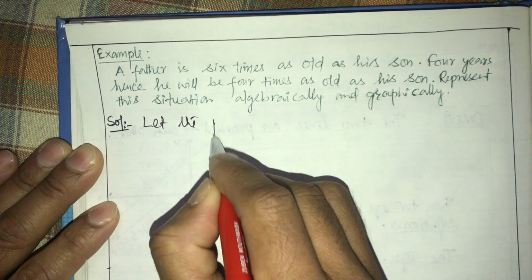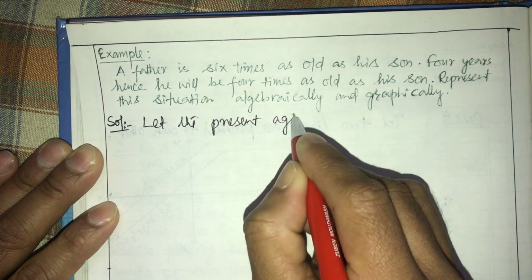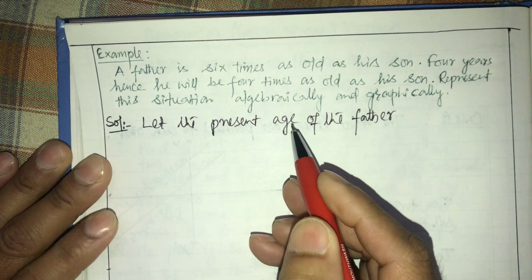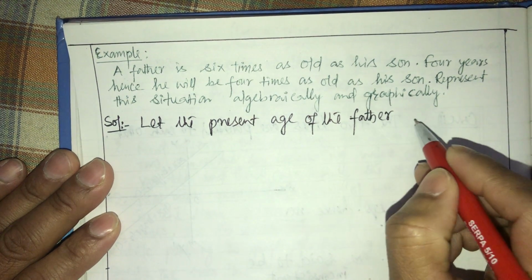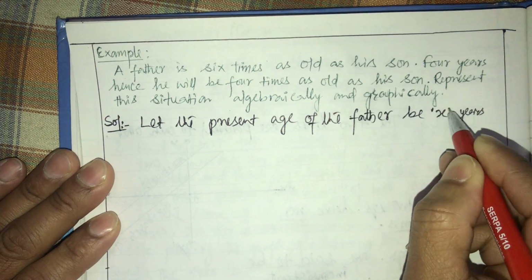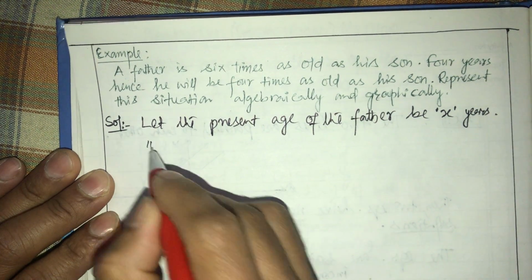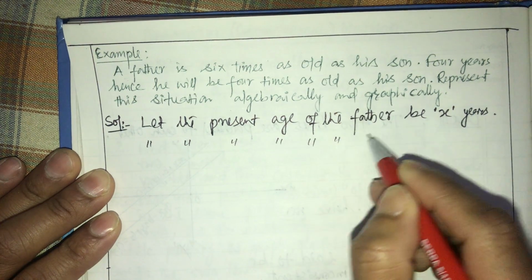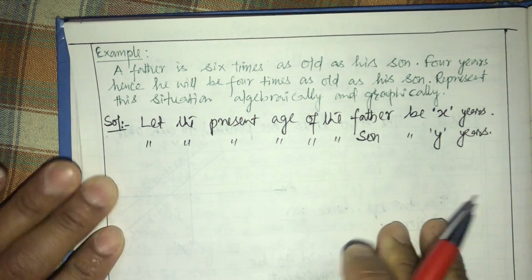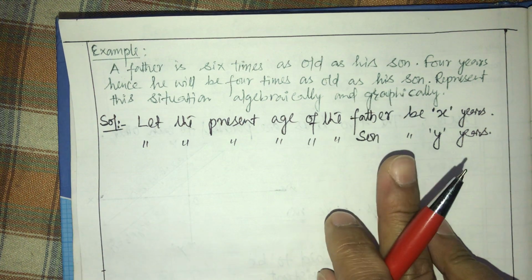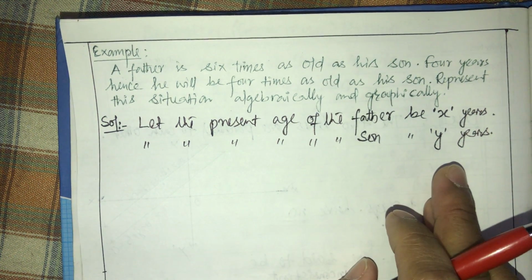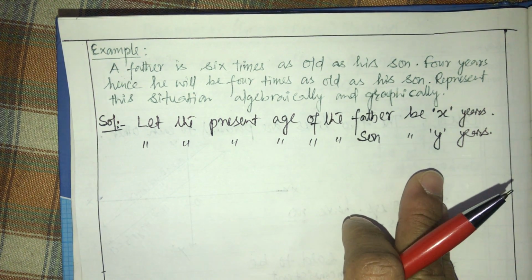So let's start in this way. Let the present age of the father be x years. First we will write the present age of both. Okay, so this is the assumed present age. Let the present age of the son be y years. So we assume both the ages, or we can say the present ages, of father and son, x and y. Now these two quantities we will compare and form the equation.